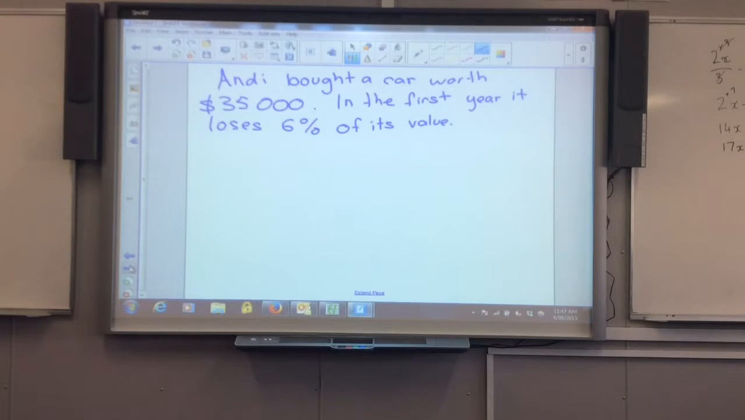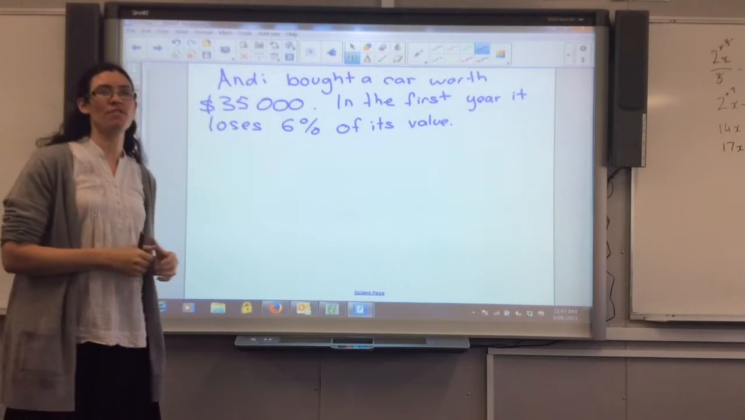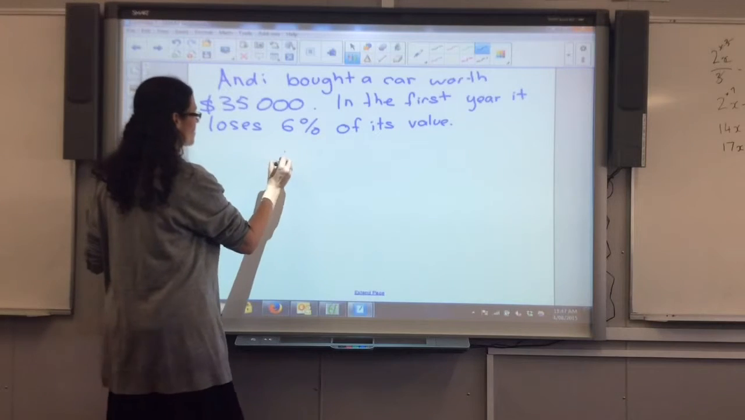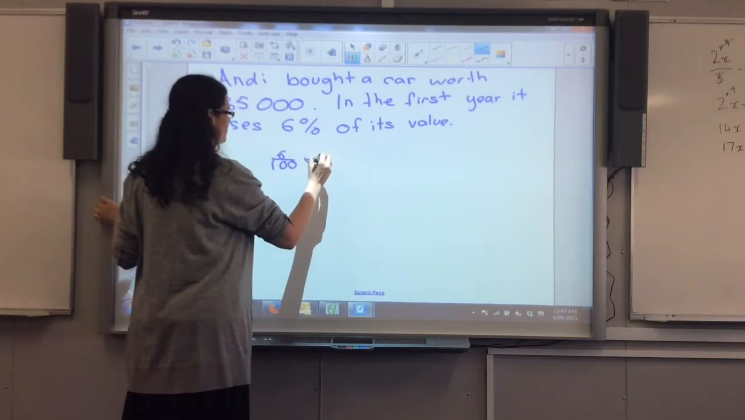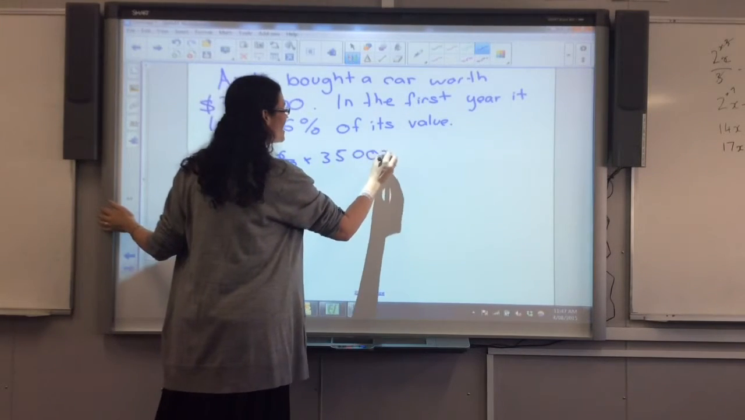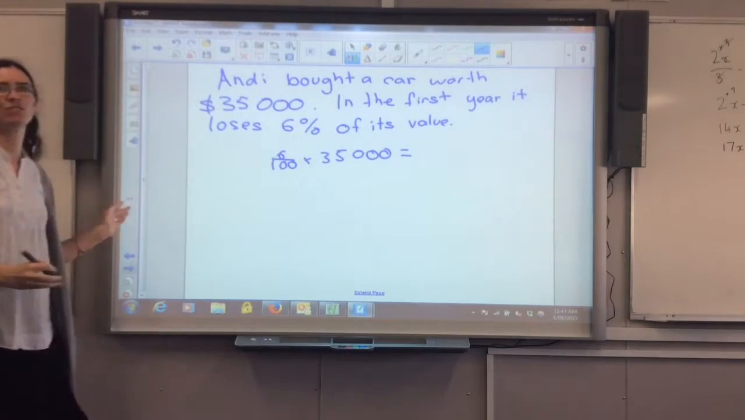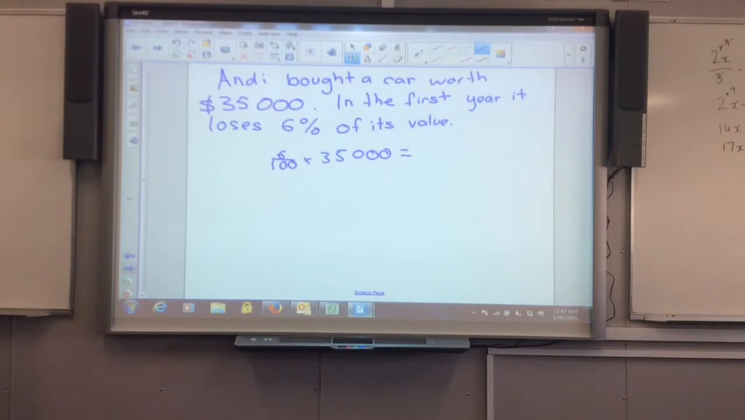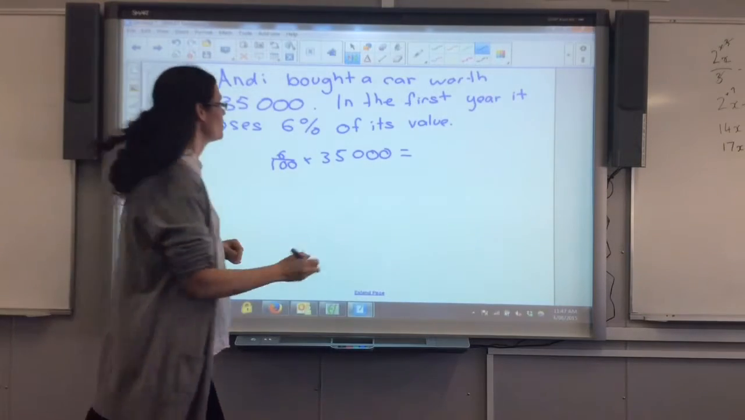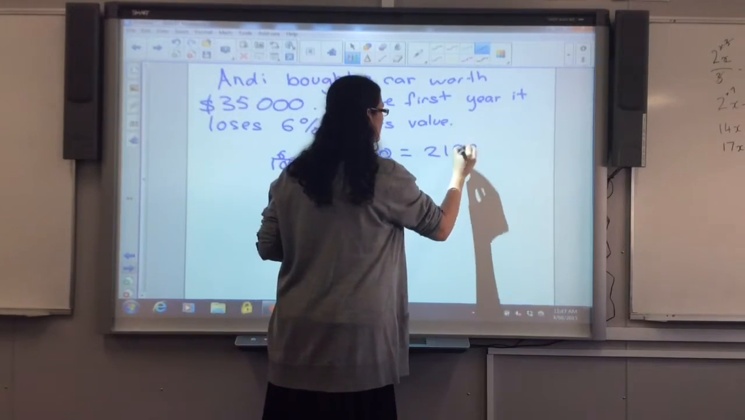Minus $2,000 off 35, roughly. I don't want roughly. I want to know exactly what it's worth. 6 over 100 times 35,000, and then you minus that from the initial 35,000. Now we're getting somewhere. Well done. 2,100. That was a really good job.